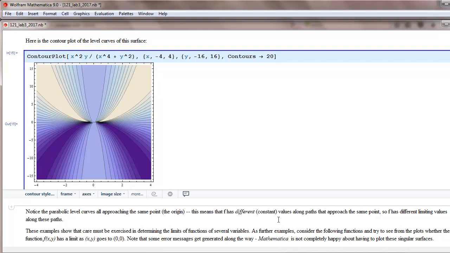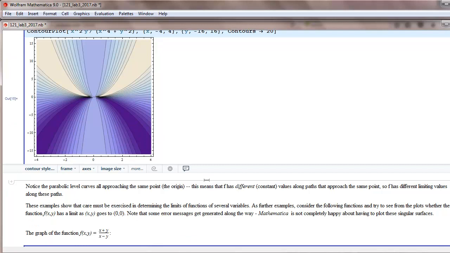This means that f has different constant values along paths that approach the same point. So f has different limiting values along these paths. So that's a very interesting observation you can make from the contour plot.